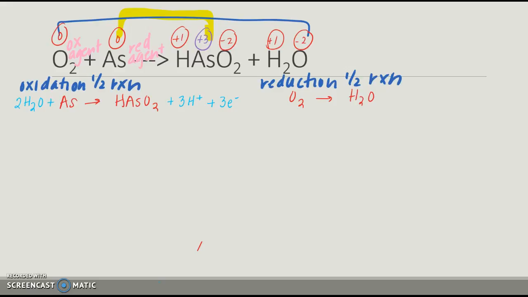Now let's try the other one. Remember, you add waters to balance out your oxygens. And then once you balance out your oxygens, you add hydrogens on the other side. And once you balance out your atoms, then you balance out your charge. I have a +4 charge on the reactant side. I have a 0 charge on the product side. I need to add 4 electrons.